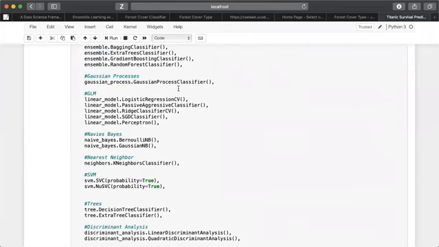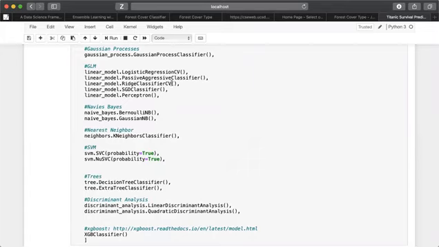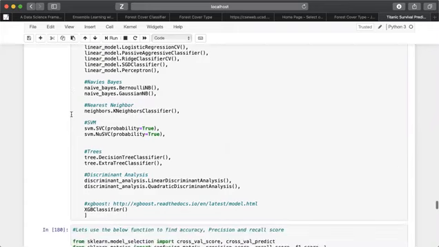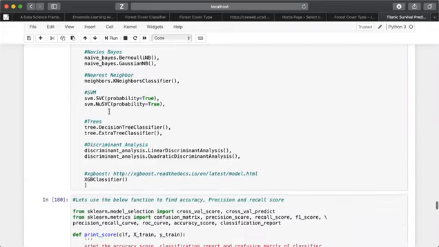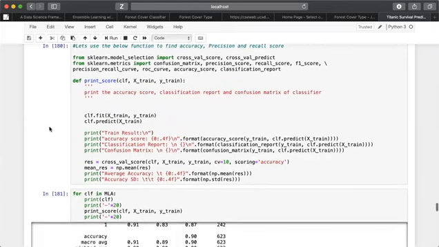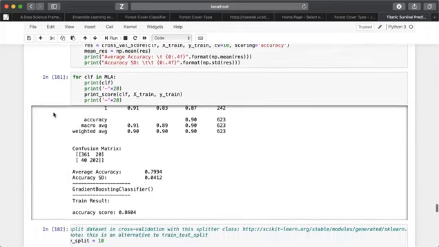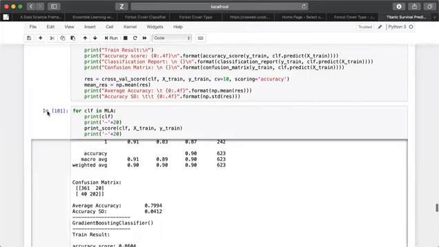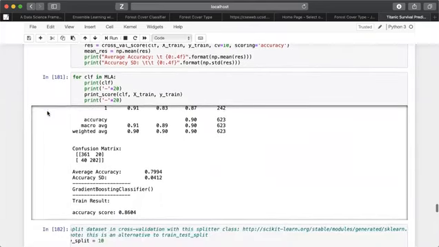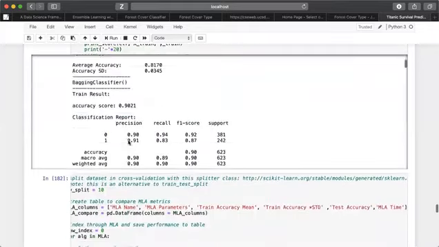There is also a Gaussian process classifier, logistic regression, passive aggressive classifier, ridge classifier, SGD classifier, perceptron. So all this I imported, and then using the same code as given by Nitesh ji, to print the score. For all these classification methods, I checked the accuracy, and it also gave me the confusion matrix. So for all these, I got the scores.